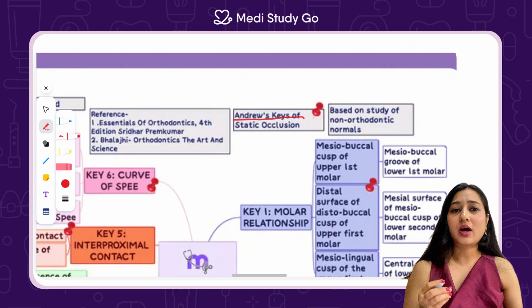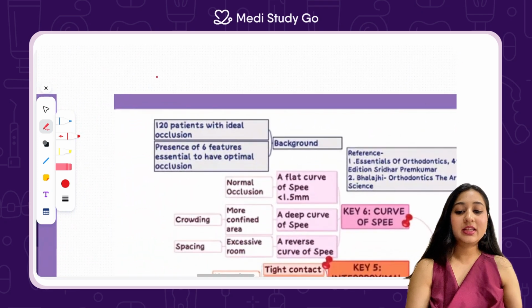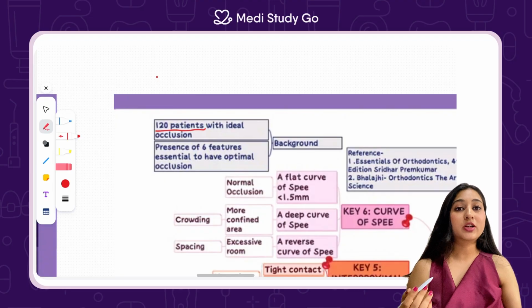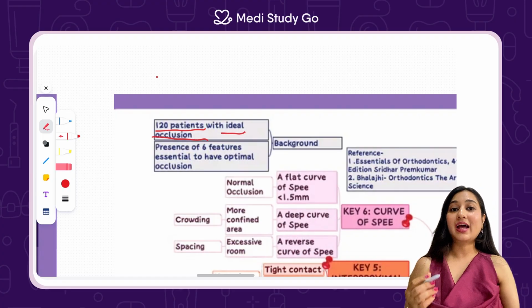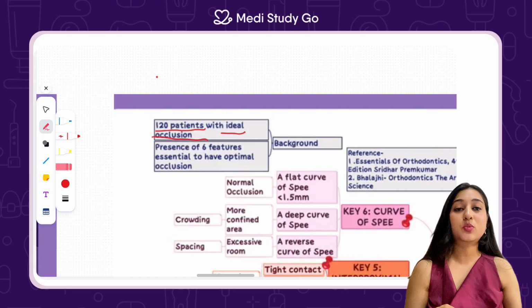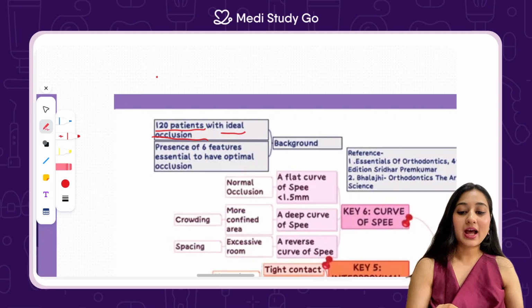And therefore, he tried to understand if there were any factors that could make the occlusion way better. In an attempt to figure that out, he performed studies on 120 individuals who had ideal occlusion. The key term here is ideal occlusion. So these patients were non-orthodontic individuals. They had never undergone any type of orthodontic intervention. So they had proper, ideal occlusion.